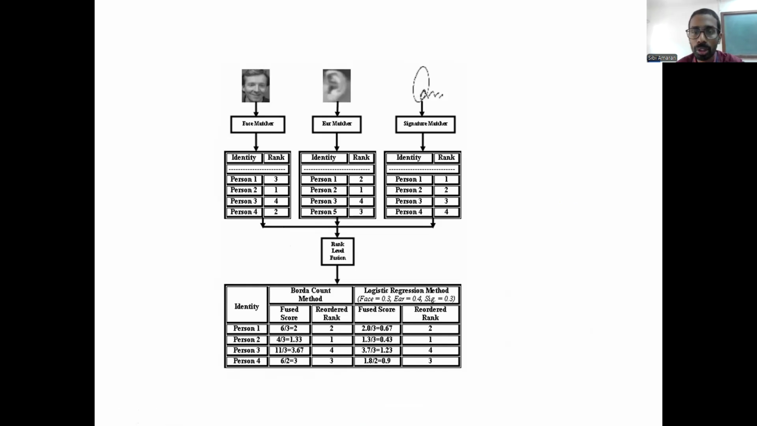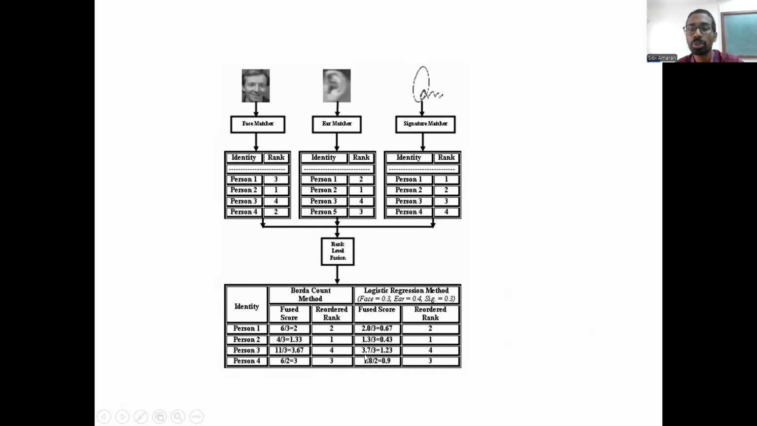Now I'll be moving on to the logistic regression. As of now, what I explained was the Borda count. Now I am moving on to the logistic regression method. How we have to find the logistic regression is with the fused score we got. So 2 divided by how many traits I used for a person? 1, 2, 3. So 2 divided by 3 equals 0.67. Similarly, what is the fused score for person 2? 1.33. So 1.3 divided by 1, 2, 3, so 1.3 divided by 3 equals 0.43. And what will be the fused score for person 3 here? 3.67. So 3.6 divided by 3 will be 1.23.